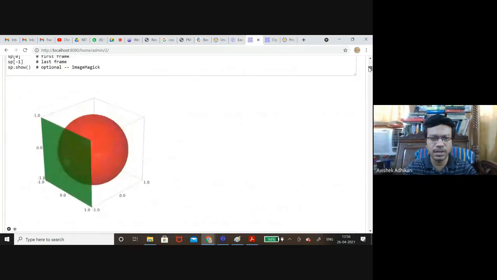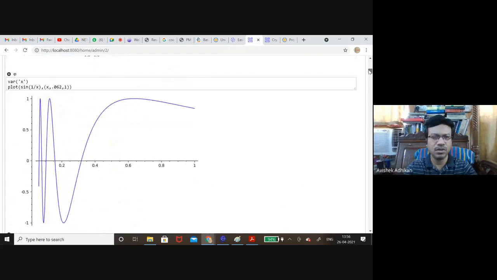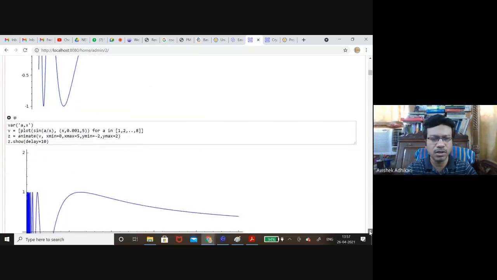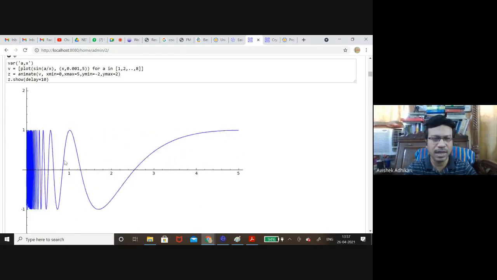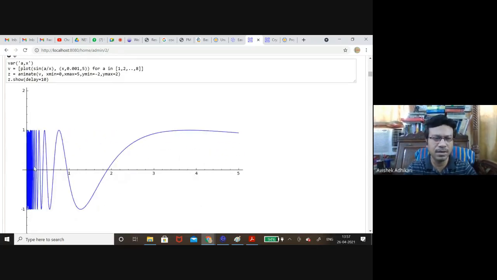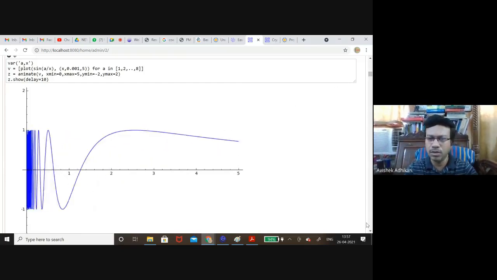Like here, it's a kind of animation that you can do. So it's sine 1 by x. We know how sine 1 by x looks like. If it goes nearer to the y-axis, then it oscillates more. And you know what the status of its continuity or uniform continuity is, and so on. So it's a kind of animation of sine a by x where a varies, and you can understand how it moves and oscillates at the origin.